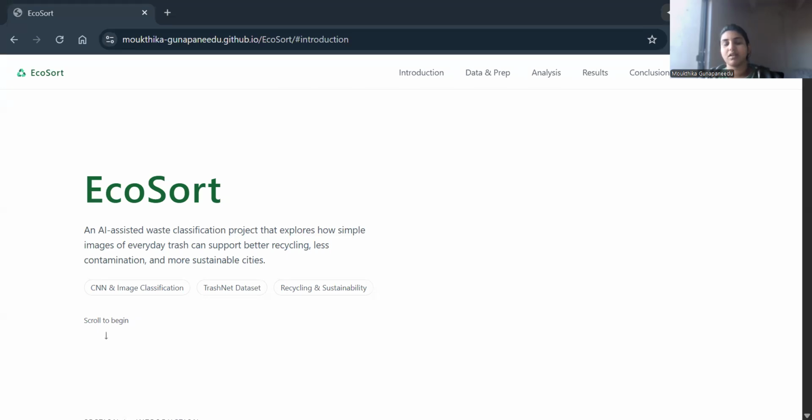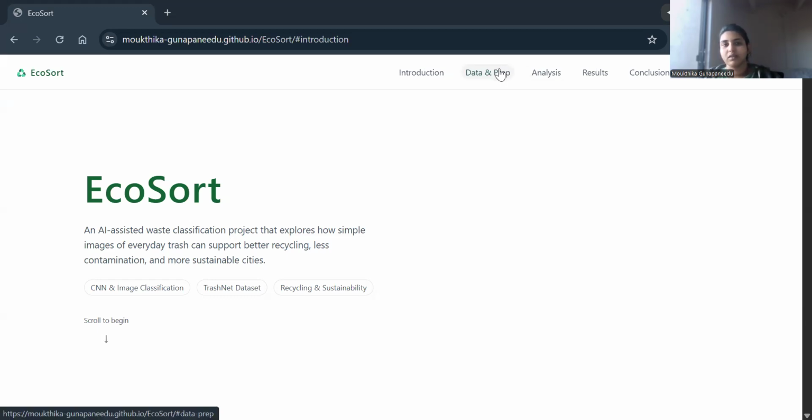So for this project, I have three main goals. The first one is to look closely at how common materials actually appear in images. The second one is to build a model that can actually classify those images into six waste categories. And the third one is to use the model's behavior to highlight where the confusion happens and in ways that match what people struggle with in real life.